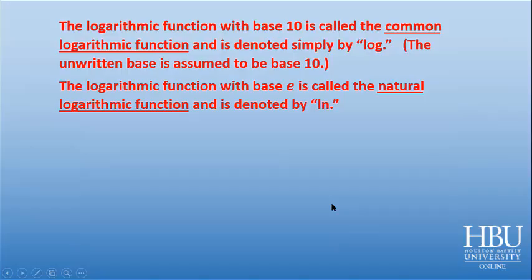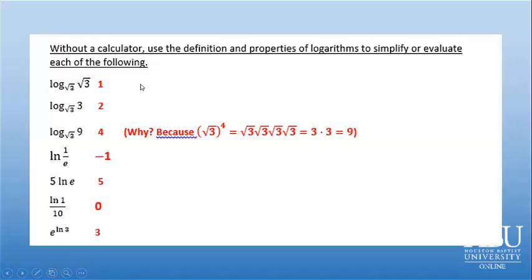The logarithmic function with base 10 is called the common logarithmic function and is denoted simply by log without a base written. The unwritten base is assumed to be base 10. The logarithmic function with base e is called the natural logarithmic function, and it's denoted by ln. Some more practice. Without a calculator, use the definition and properties of logarithms to evaluate these expressions. The logarithm of the square root of 3 to the base square root of 3 would be 1, because square root of 3 to the first power equals square root of 3.